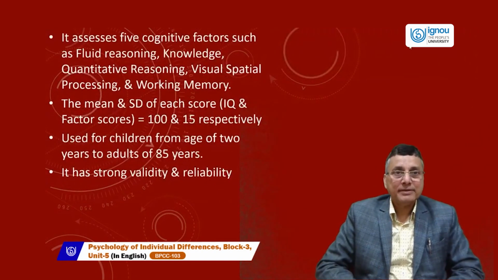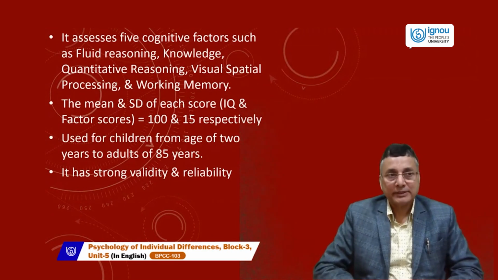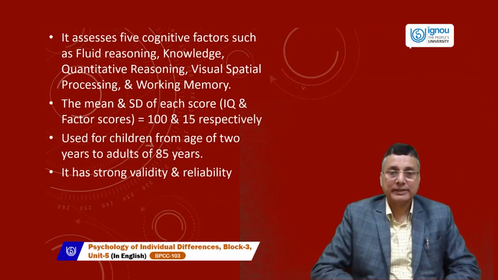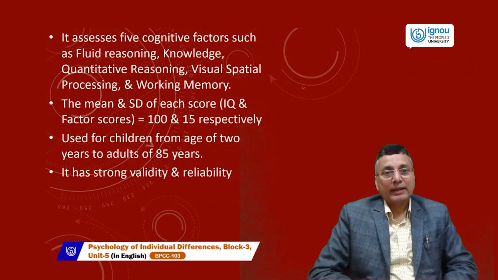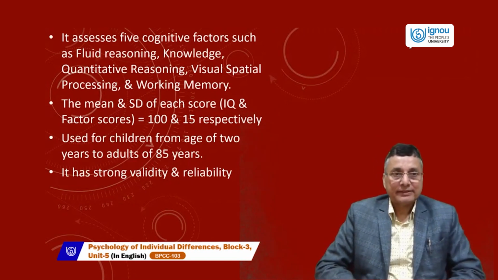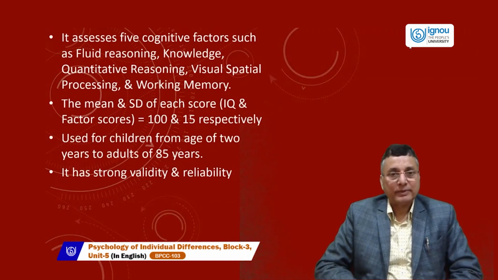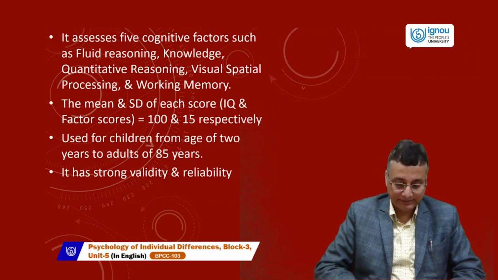It assesses five cognitive factors: fluid reasoning, knowledge, quantitative reasoning, visual-spatial processing, and working memory. The mean and SD of each score, that is the IQ and the factor scores, are 100 and 15 respectively. It is used for people from the age of 2 years to adults of 85 years. It has strong validity and reliability.